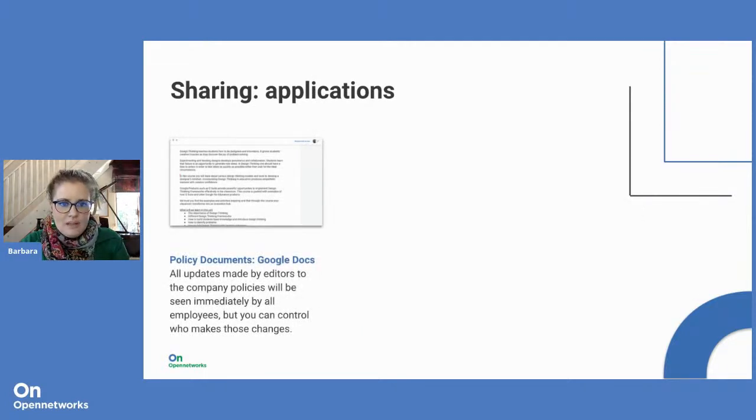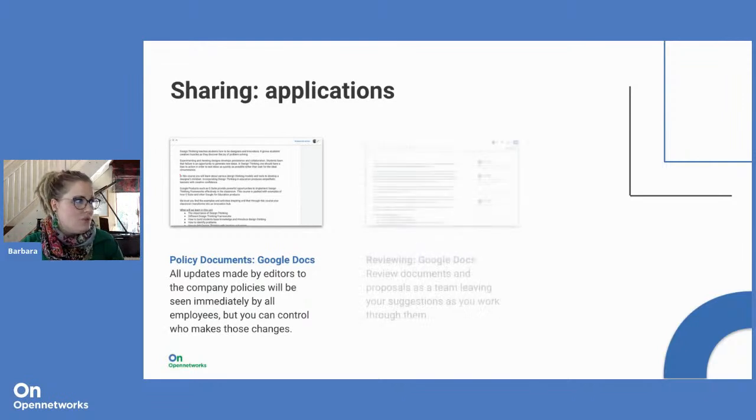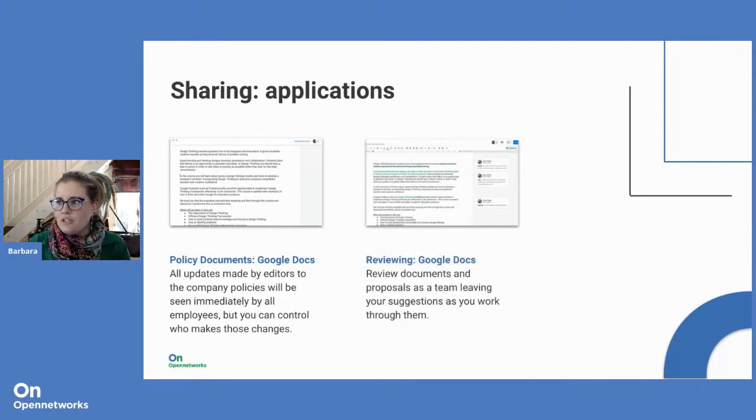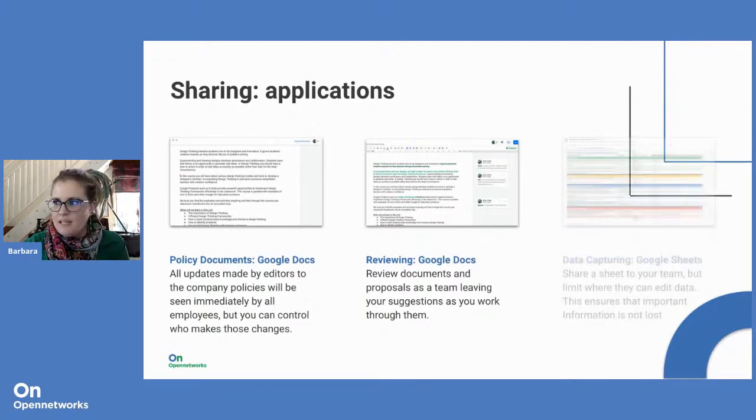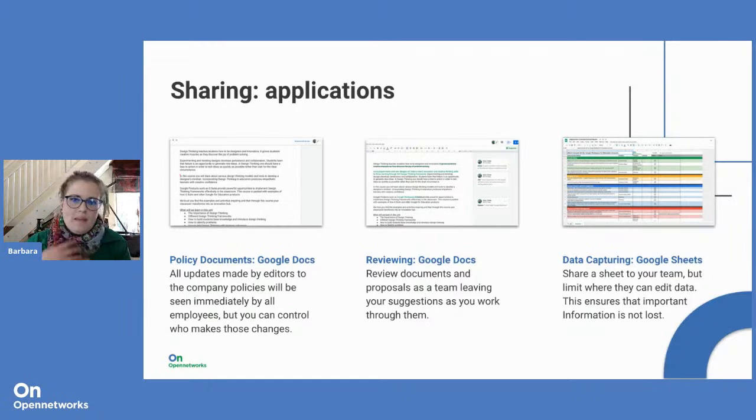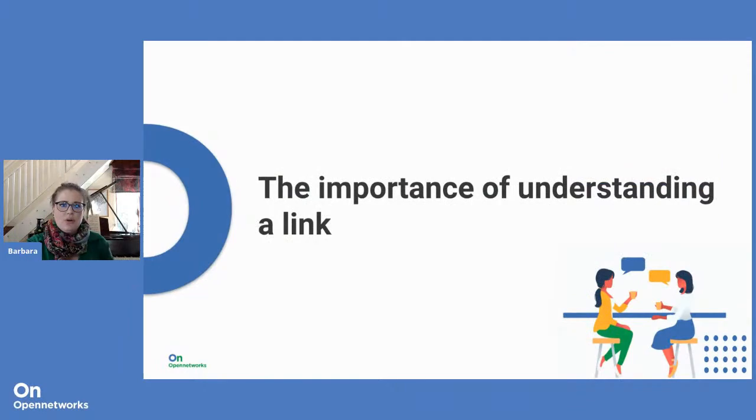The other thing with sharing, if you are sharing policy documents, you saw how Charmaine made everybody view access only. You can change them over. If you are reviewing a document, you can give everybody commenting rights, and then all that they can do is make suggested edits, like you saw Charmaine switch over. You can do that as well. Where commenting access, and I'm going to go through that, means that they can just suggest or add comments. With data capturing, if you share it with editing rights, everybody can capture data. So I just want to review the importance of understanding a link.